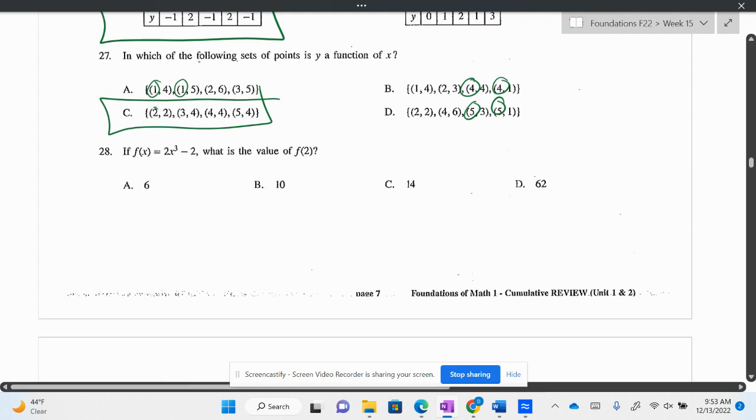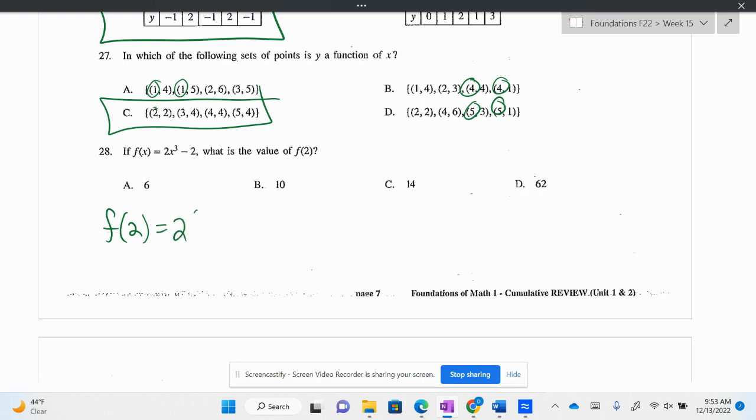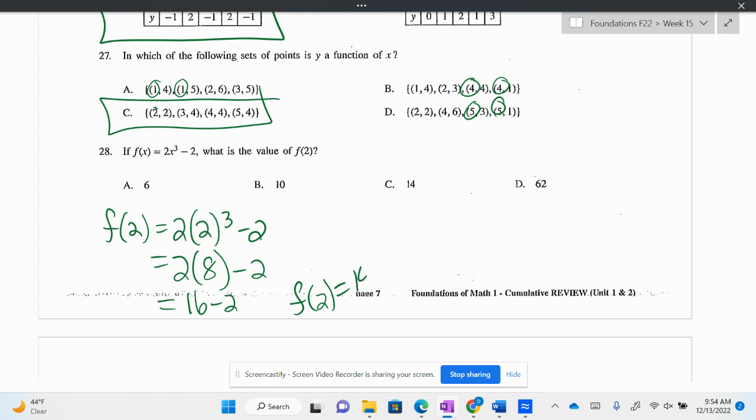We're evaluating f of 2. That just means that I replace the x with a 2. So that equals 2 times the quantity 2 cubed minus 2. Well, 2 cubed is 8 minus 2. 2 times 8 is 16 minus 2. So f of 2 equals 14.